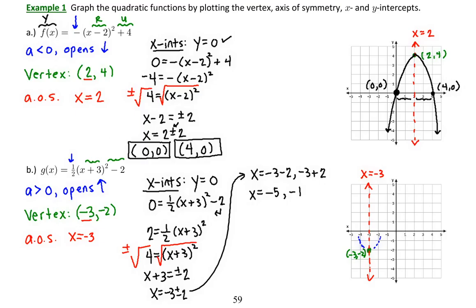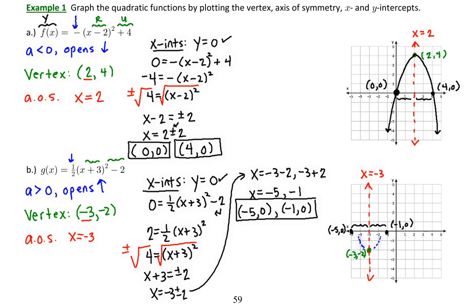Now that's not an ordered pair. Those are the x values of 2 different ordered pairs. Remember, our corresponding y value here is 0. So our x-intercepts will occur at (-5, 0) and (-1, 0). So let's plot those on our graph. (-5, 0) and (-1, 0). And while I'm here, I'm going to check to make sure that they have the same relation to the axis of symmetry on both sides. 2 units away on the left, 2 units away on the right. So it looks like we're in good shape.